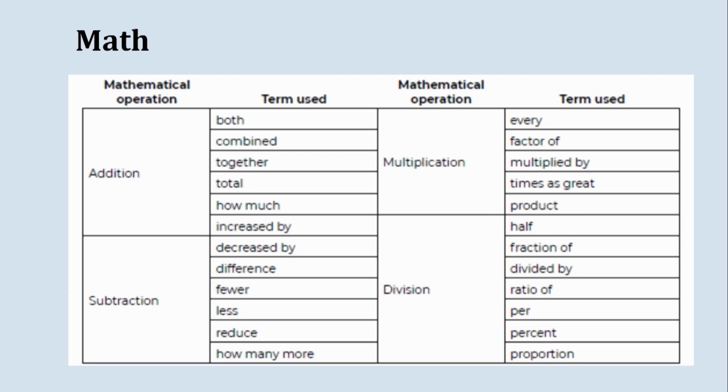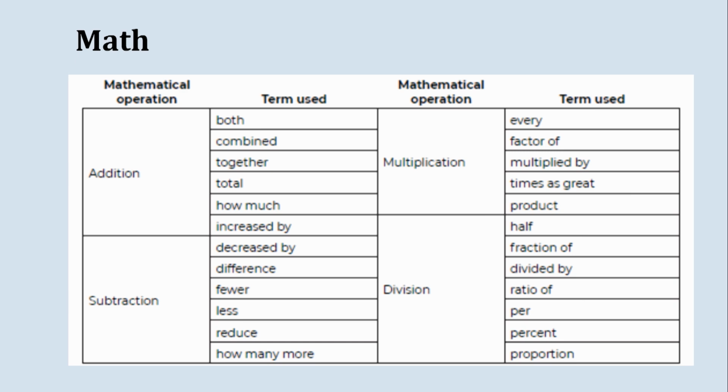Okay, so these are key words. They're telling you what math operation you need to do, and we just need to get familiar with kind of decoding this specialized language. Okay, top right corner for multiplication. The terms that they use in the passage or in the test might be every, factor of, multiplied by, times as great, or product. If you see those words, they're probably asking you to multiply something. And then lastly, division in the bottom right corner. If you see words like half, a fraction of, divided by, ratio of, per, percent, or proportion, those are probably all telling you you're going to need to do some division here.